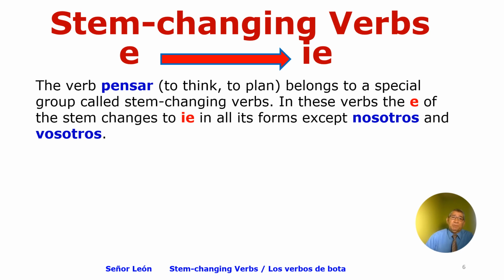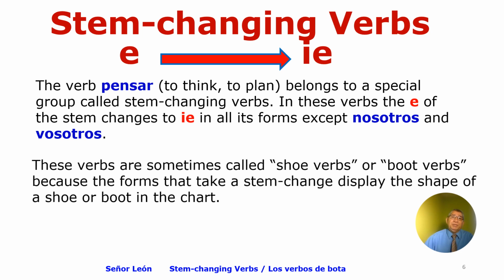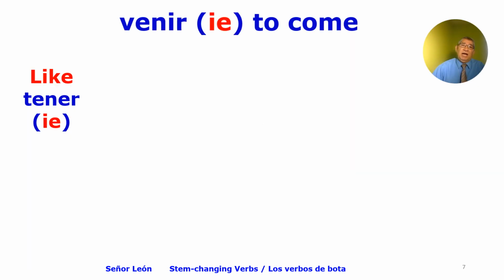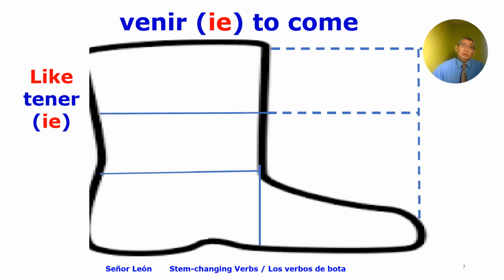The verb pensar, to think, to plan, belongs to a special group called stem changing verbs. In these verbs, the E of the stem changes to IE in all its forms except nosotros and vosotros, just as I mentioned earlier. These verbs are sometimes called shoe verbs or boot verbs because the forms that take a stem change display the shape of a shoe or a boot in the chart. For my classes, I may have the students highlight or change the background of the yo, tú, usted, él, ella forms, just to ensure that those are the forms that will change.